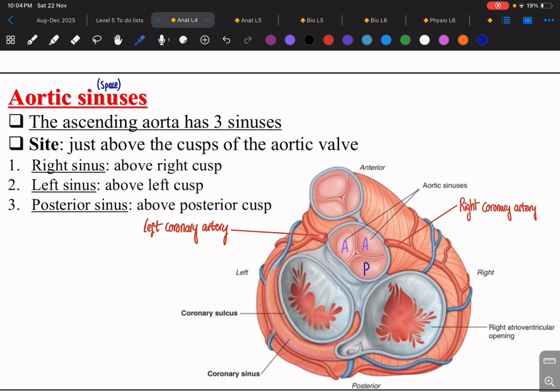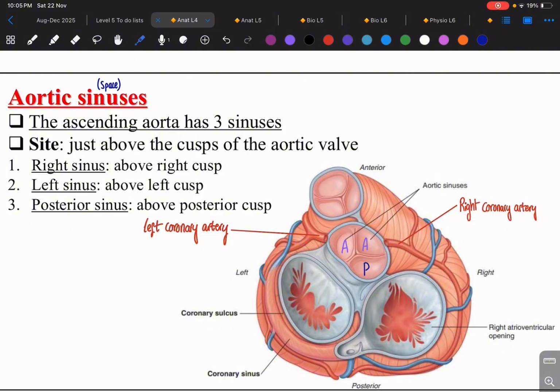We have to know them because they're the origin of the coronary arteries. The right sinus or the right aortic sinus is going to be the origin for the right coronary artery. As for the left sinus, it is going to be the origin for the left coronary artery. Okay? The posterior doesn't have an origin, it's not an origin for any artery. But the right and left are very important because they're the origins of the right coronary artery and the left coronary artery. So remember that.